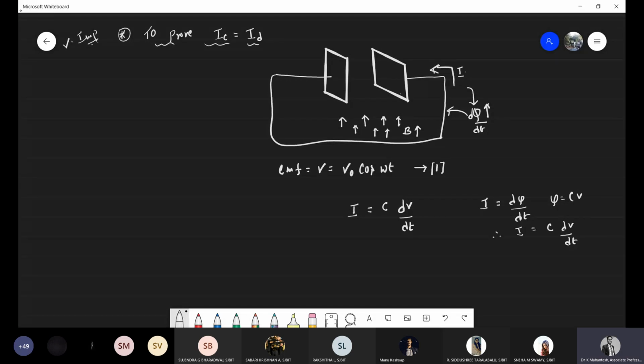So I is equal to C dV by dt, but what is V? V is equal to V naught cos omega t. I'll substitute that value here. So I becomes I is equal to C d by dt of V naught cos omega t. Call this equation 2.